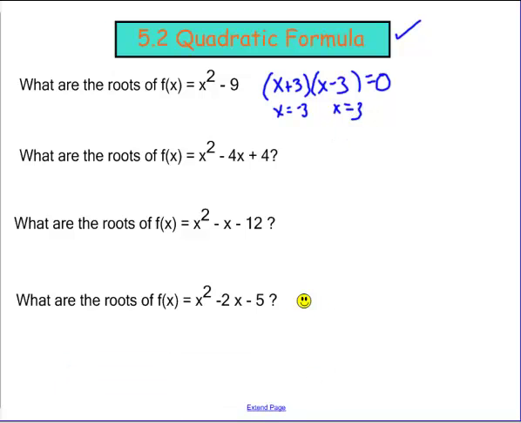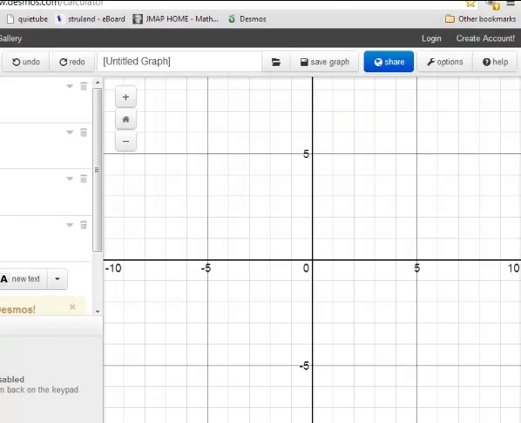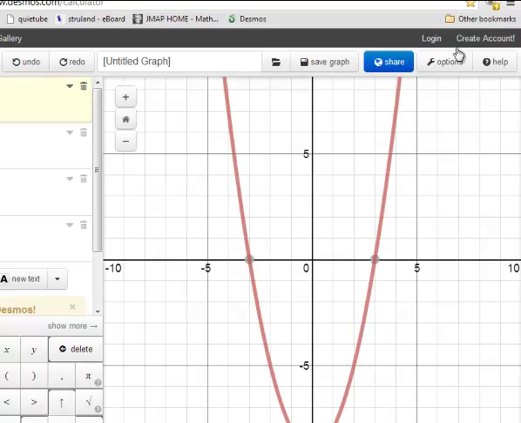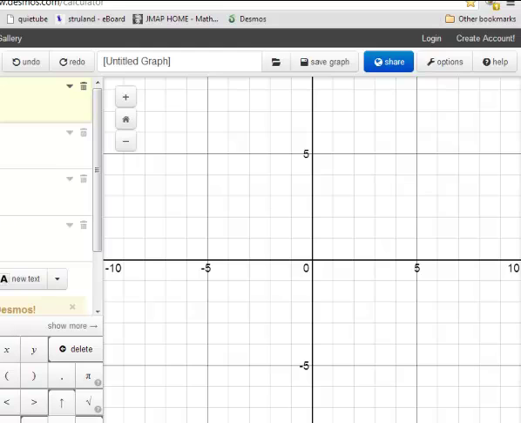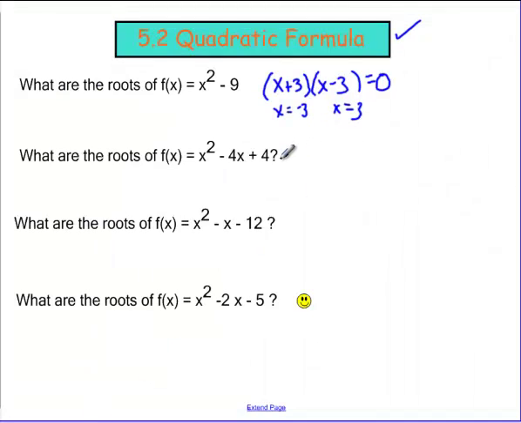And we can also see that if we put this on our graphing calculator, there is that graph, and the roots are where it crosses the x-axis. So it crosses the x-axis at -3 and +3. Remember, there's always two ways to do this. You can either factor it, or you can look at it on the graphing calculator.